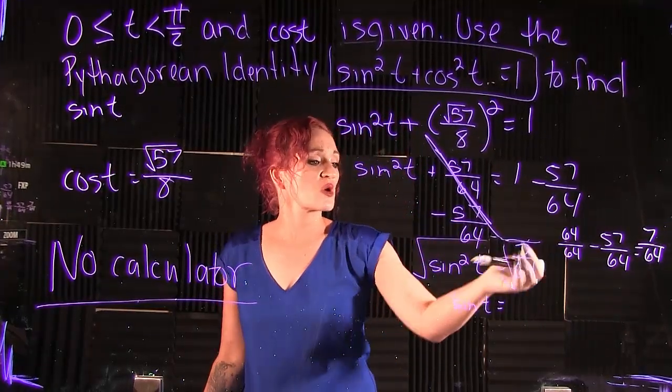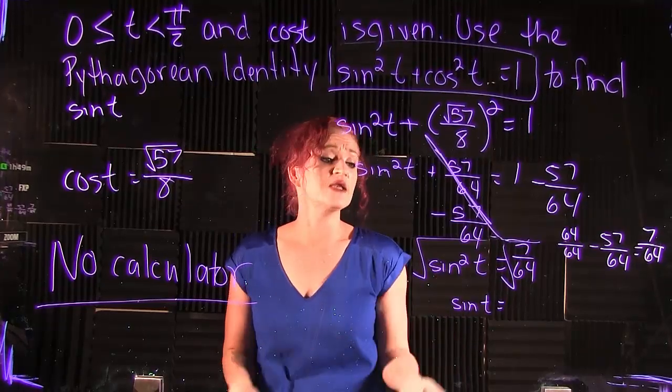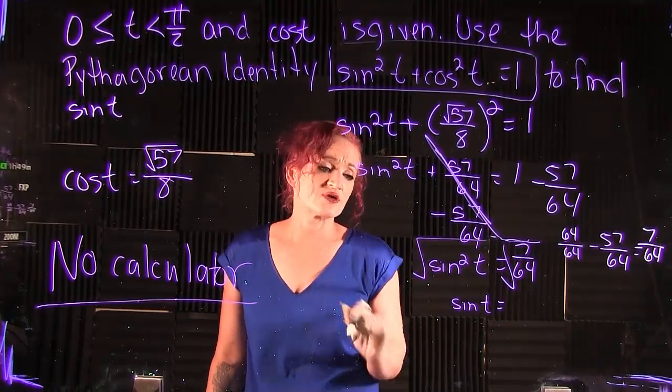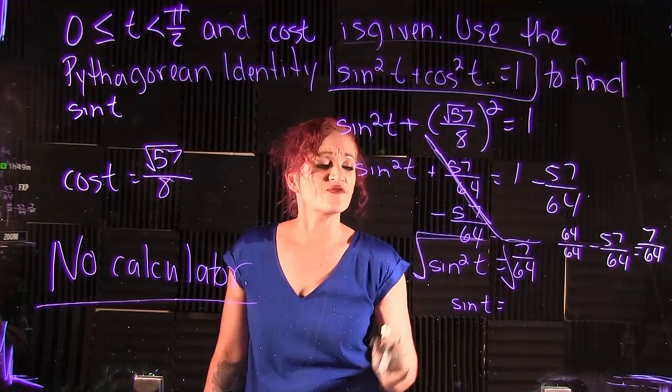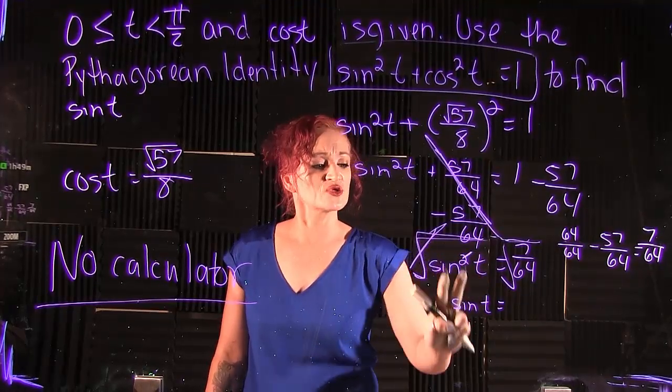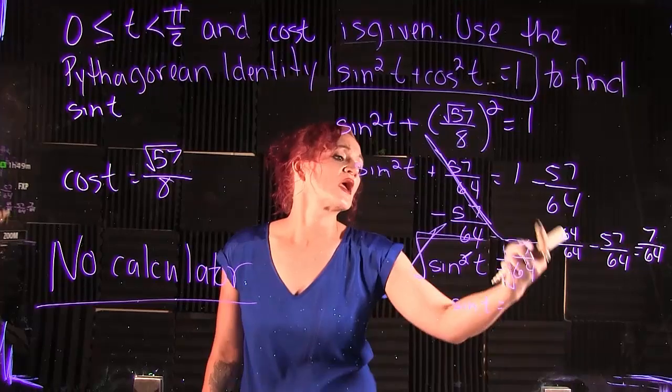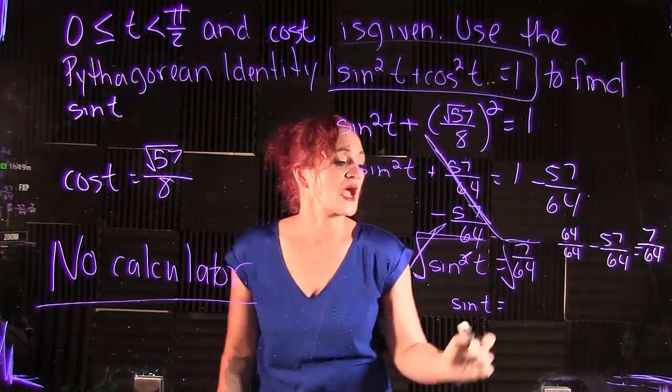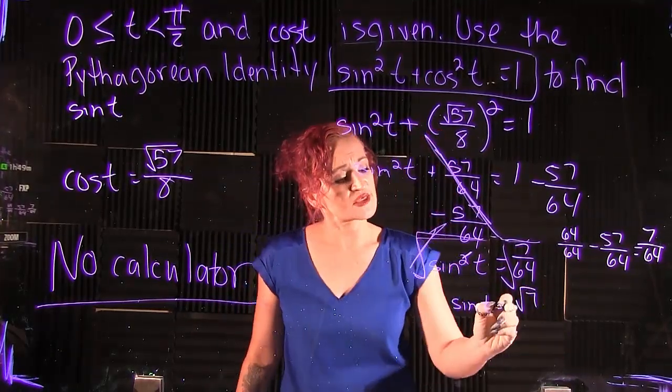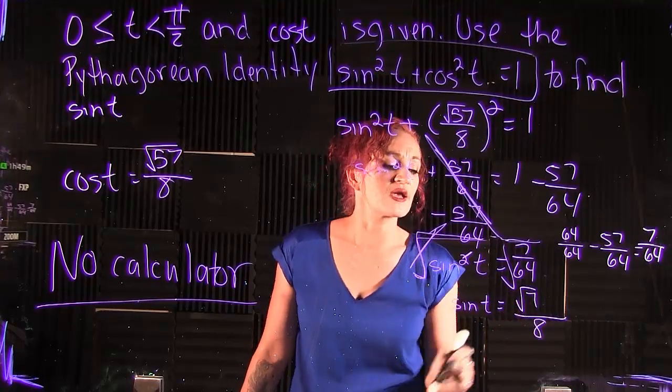Take the square root of each side. Since we're solving for sine, we have sine squared. Well, to get sine, we're going to take the square root of the left, the square root and square cancel, dropping it down to sine t. Take the square root of the right-hand side. The square root of 7 is just the square root of 7. The square root of 64 is an 8.